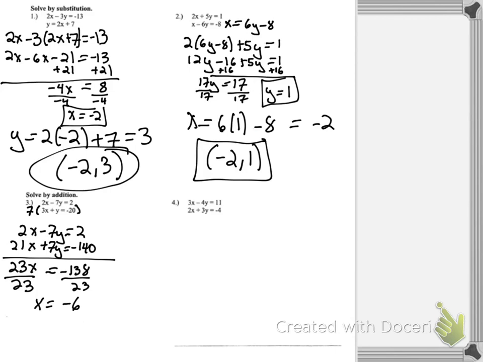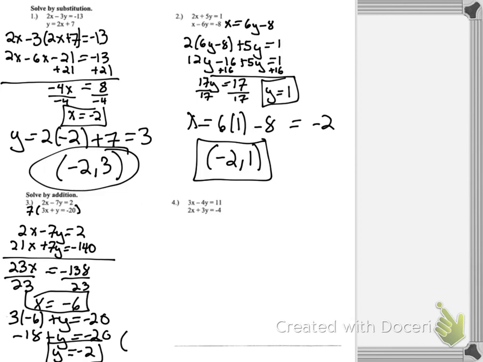So we have 3 times negative 6 plus y equals negative 20. We end up with negative 18 plus y equals negative 20. y equals negative 2. So you see our two variables, and then we're going to write them as negative 6, negative 2.